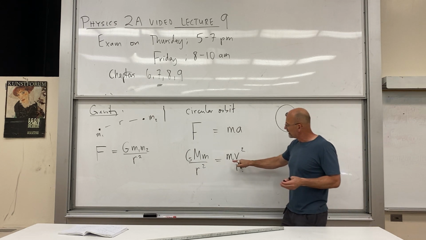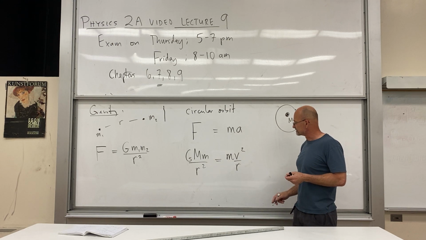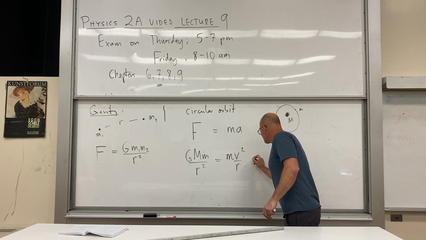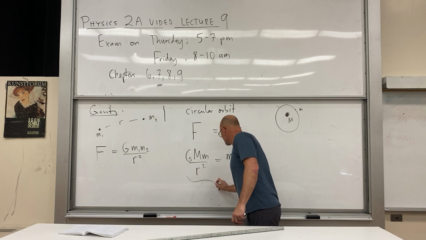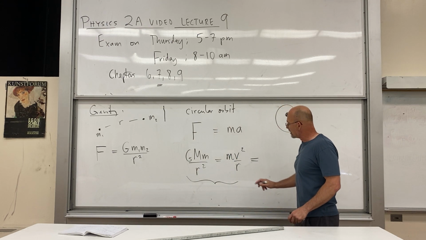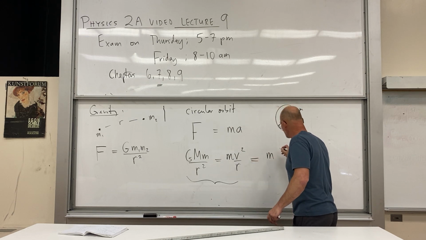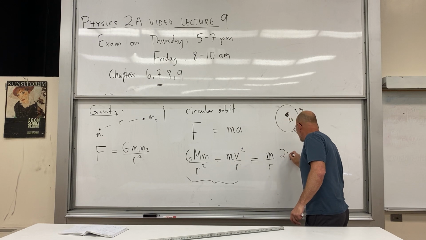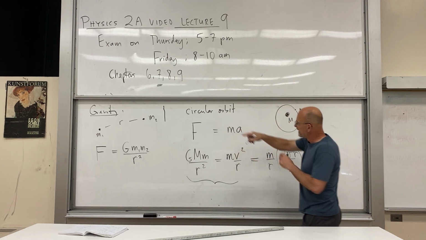Right away, you can cancel m's here. You can solve for v if you want. And so this is one type of problem that we've done. Another type of problem is to equate this left side with this expression where we write the m over r and we express the speed in that form that I had there in the race.